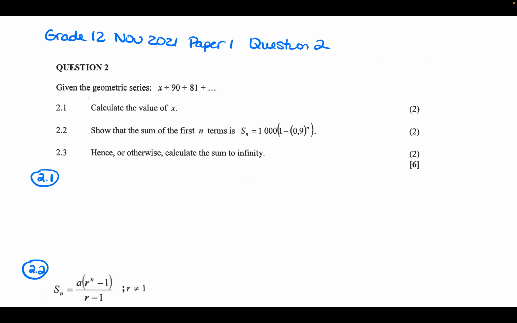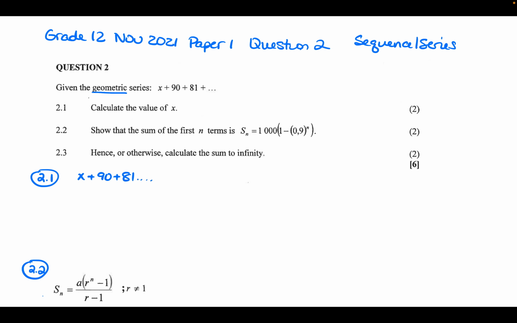Okay, this is grade 12, November 2021, paper 1, question 2. And this is a sequence and series question. All right, a geometric series is x plus 90 plus 81.